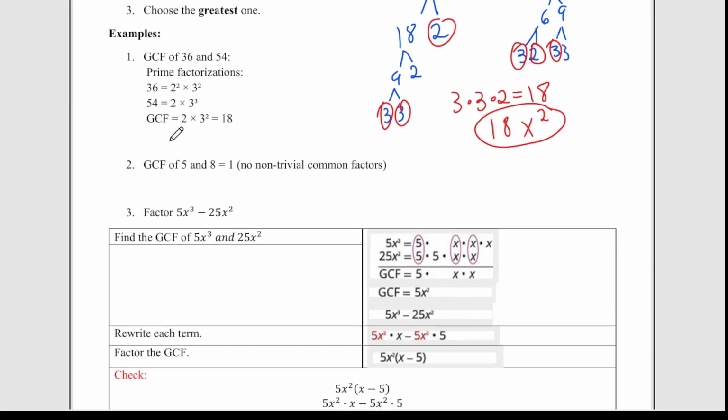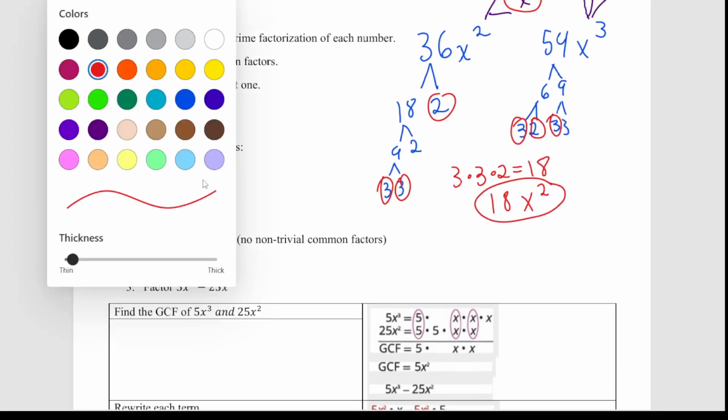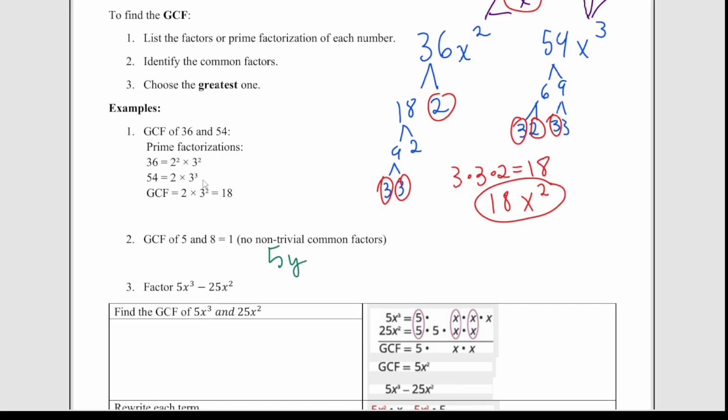Keep in mind also that if, for example, I was asking for the greatest common factor between 5y and 8z, well, y and z have nothing in common, and for 5 and 8, the only thing they have in common is 1. So 1 technically goes into everything, but that is considered a trivial greatest common factor.